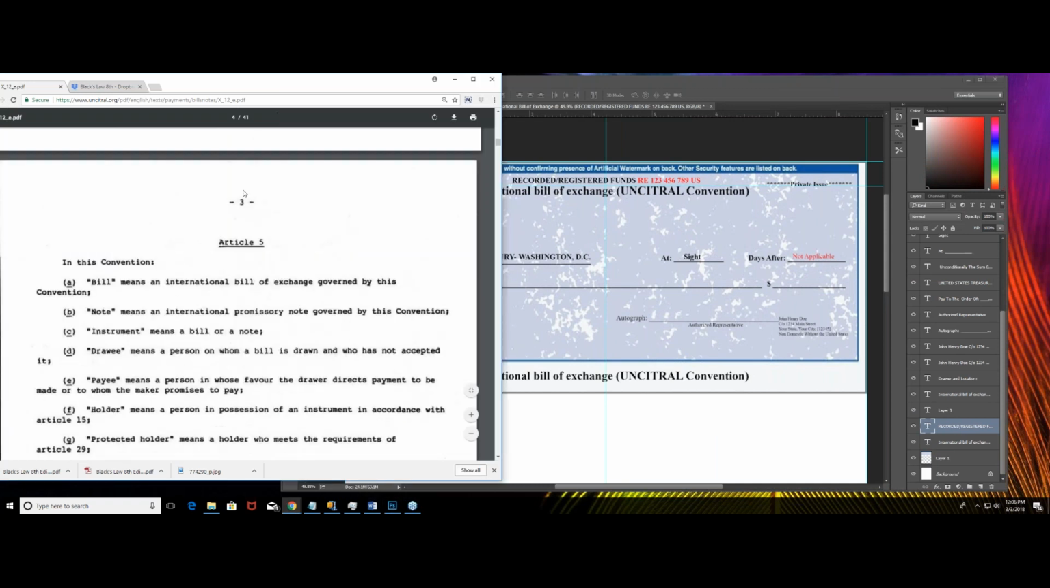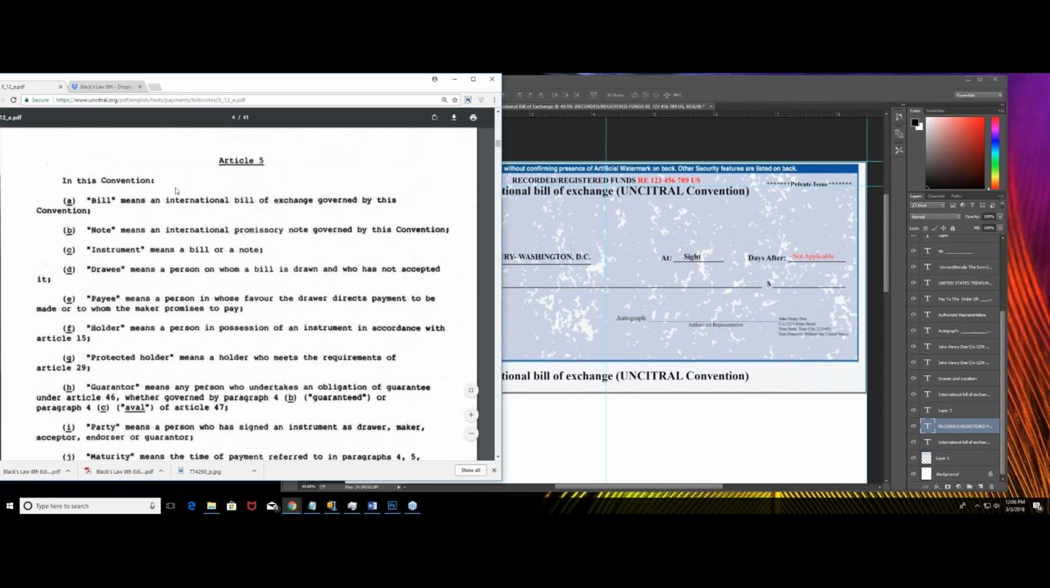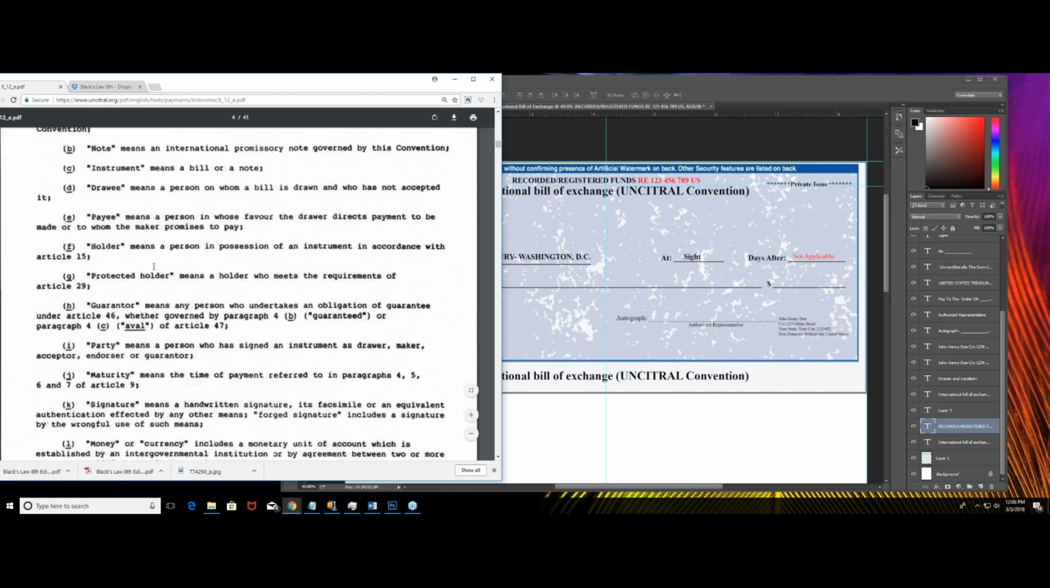So let's go on. Let's look at Article 5. In this convention, a bill means an international bill of exchange governed by this convention. Note means an international promissory note governed by this convention. Instrument means a bill or a note. Drawee means a person on whom a bill is drawn and who has not accepted it. Payee means a person, and this is very important for us to talk about, because the United States will say you're trying to draw on them, and that's not what you're doing. Your account is a private account that you're setting up with the Treasury Department.